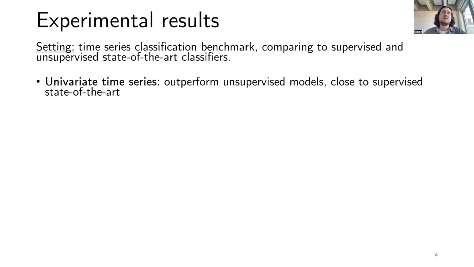The first one is that they use univariate time series, so they don't actually use the multivariate capabilities of their model. And then they show that they outperform unsupervised classification models, and they come close to supervised classification models, which is nice. It's a fine result.